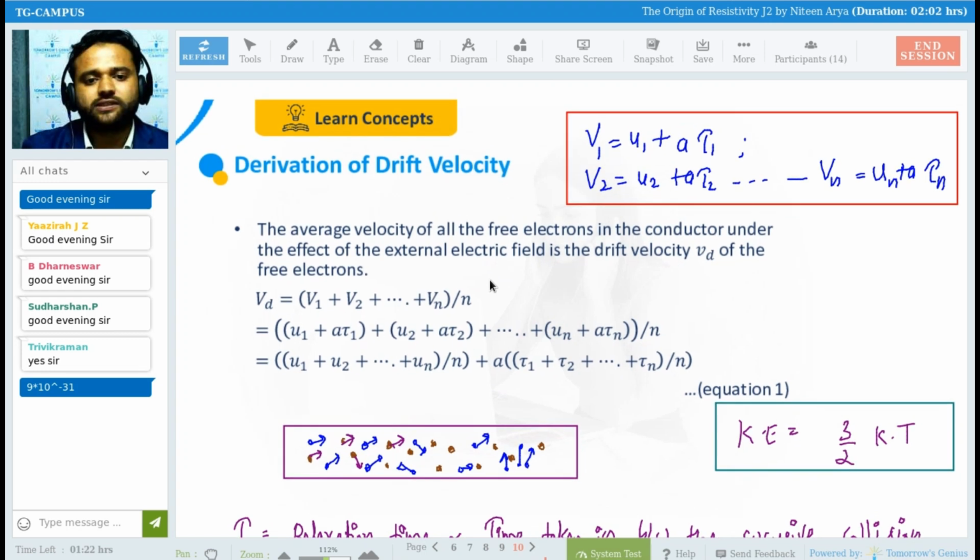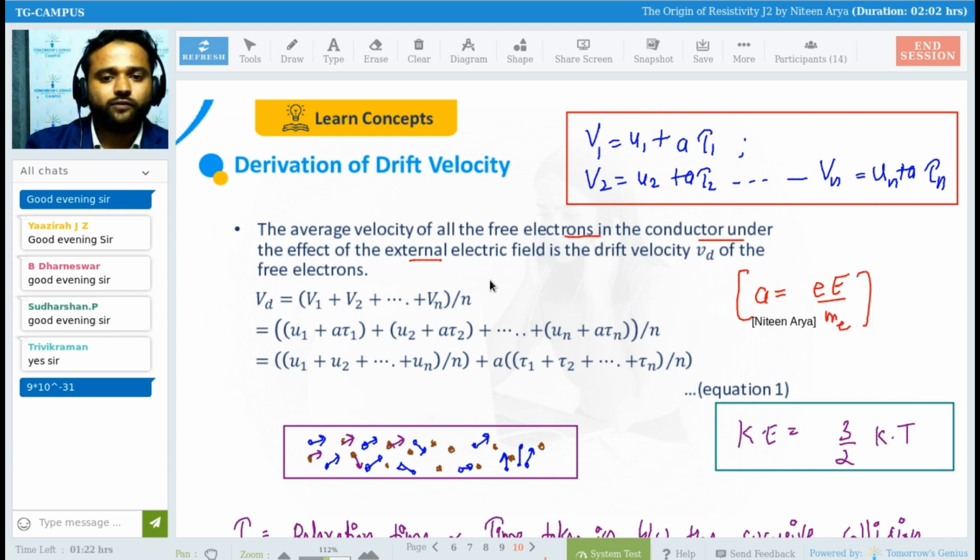As we know, we define in this way: the average velocity of all the free electrons in the conductor under the effect of an external field is the drift velocity. So Vd is V1 plus V2 plus V3 plus V4 plus Vn divided by n, because this is the average velocity. We put the values of V1, V2, V3: u1 plus a tau1, plus u2 plus a tau2, and plus un plus a tau n, and a is minus eE upon m. If you are confused about what a is, that is the acceleration.